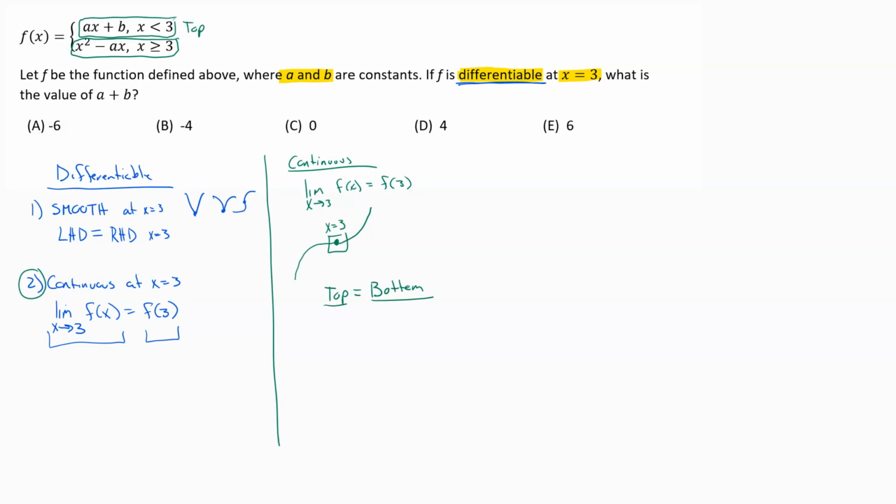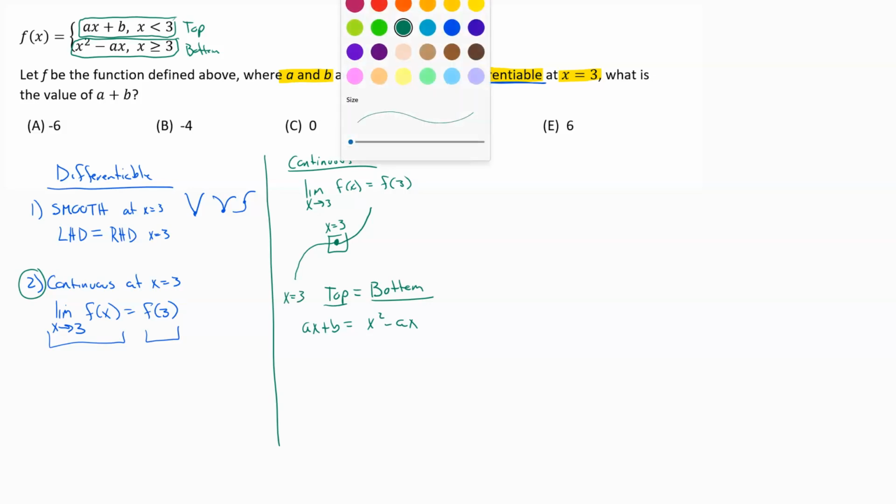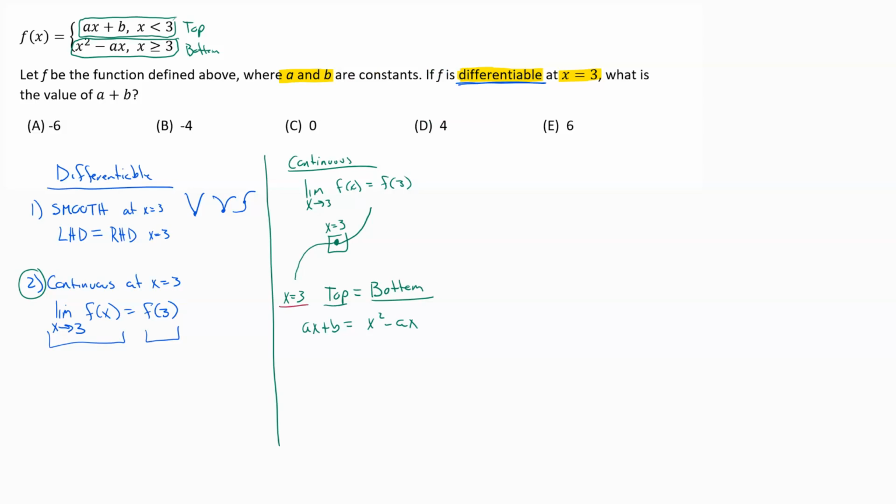So I take the top equation, ax plus b, and I set that equal to the bottom equation. So that's going to be x squared minus ax. And then I know those things have to be equal when x equals 3. And so I'm going to plug 3 into both of them wherever I see an x. So this would be a times 3 plus b equals 3 squared minus a times 3. And then simplifying that down, you get 3a plus b equals 9 minus 3a.